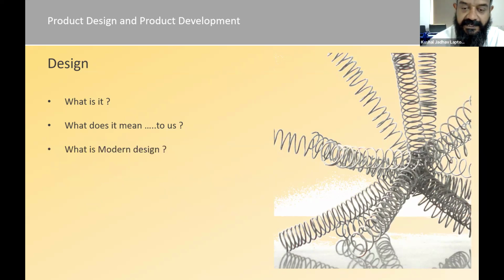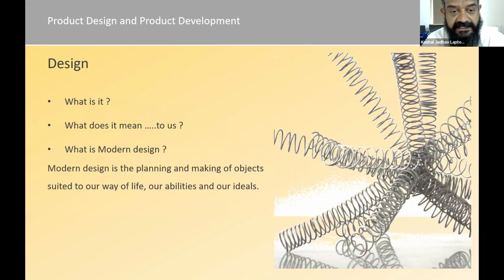What is modern design? Now, this is a very confusing question. Usually when we ask anyone, what is modern design, people always tend to go to the future. So whatever is required in the future, that is called modern design. Whatever is minimalist is modern design. What is this? What is that? So there is a lot of misunderstanding involved with the term modern.